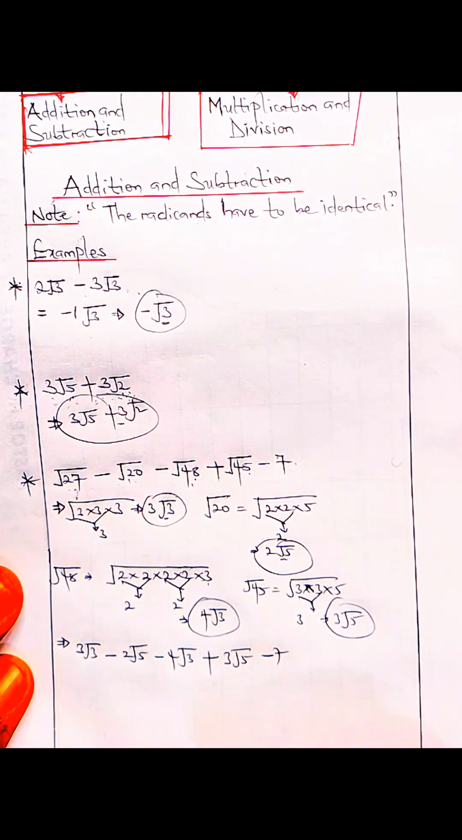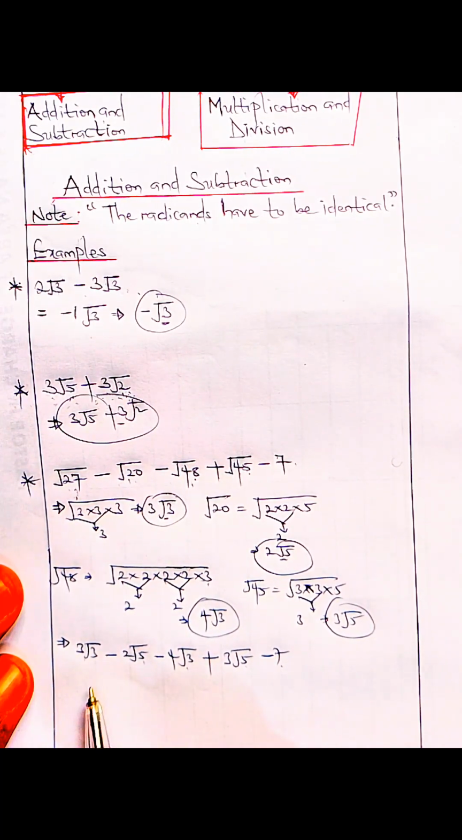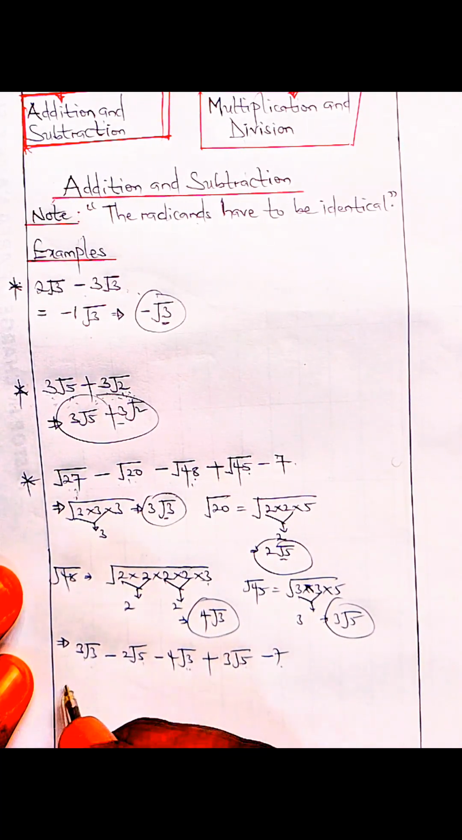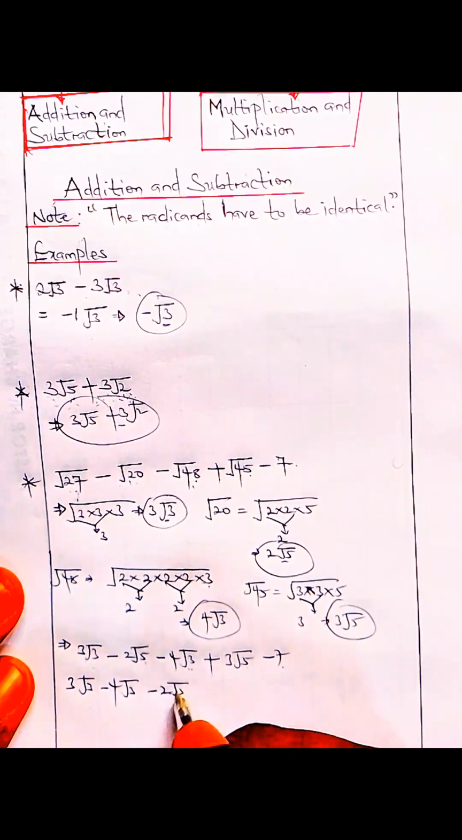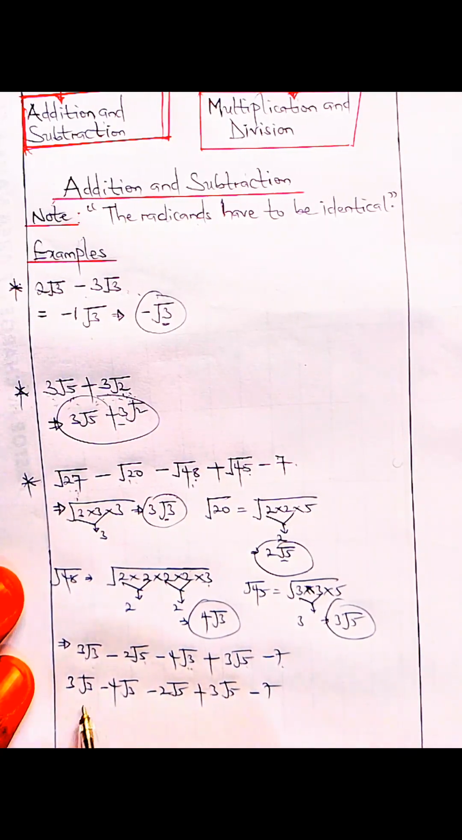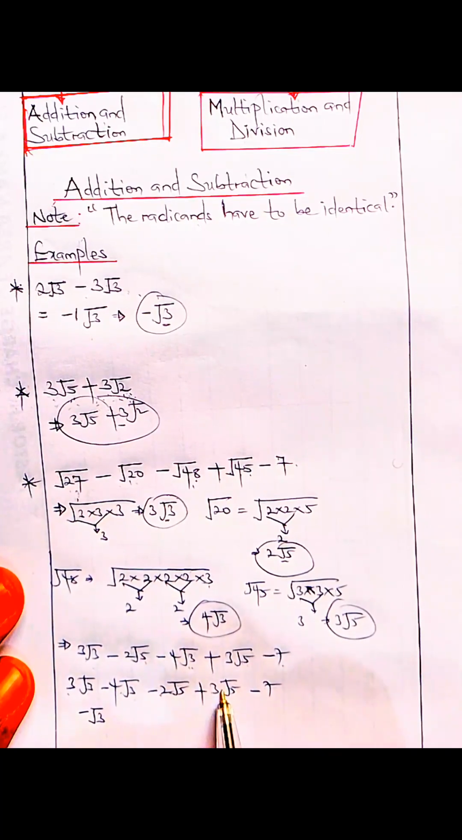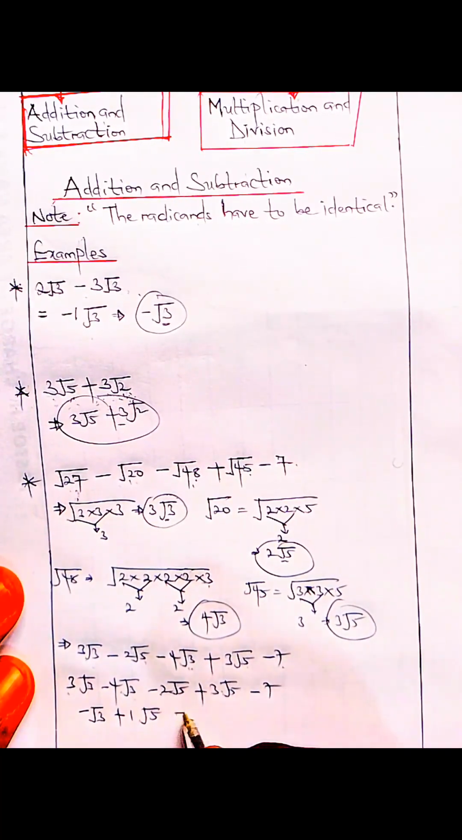So what do we do next? The next thing we're going to do is to bring together, we're going to be collecting the like terms. This is more or less like saying 3x minus 2y minus 4x plus 3y minus 7. So we'll bring together all the ones with identical radicands. This 3 root 3 will be brought together with this, and these together. So that is 3 root 3 minus 4 root 3 minus 2 root 5 plus 3 root 5 minus 7. So what do we have next? 3 minus 4 is minus 1. So minus 2 plus 3 will give us plus 1, then minus 7.